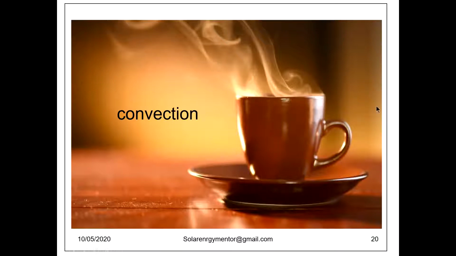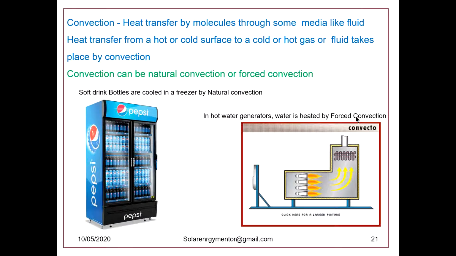So convection heat transfer needs some media for transfer. It is a heat transfer across the media. It is a heat transfer by molecules through some media like fluid or gases. Heat transfer from a hot or cold surface to a cold or hot gas or fluid takes place by convection. Convection is not restricted to a homogeneous material, like conduction. It is across some media that heat is transferred.